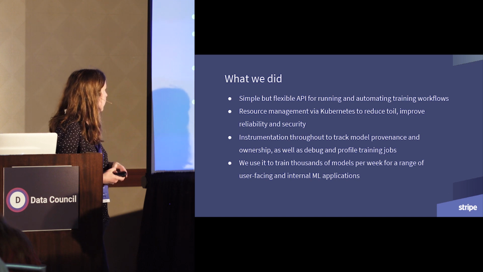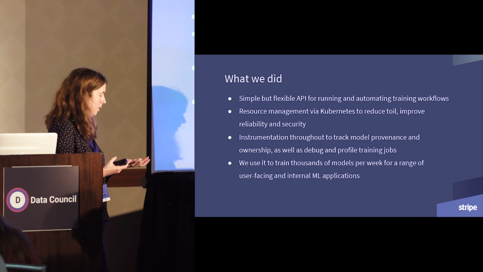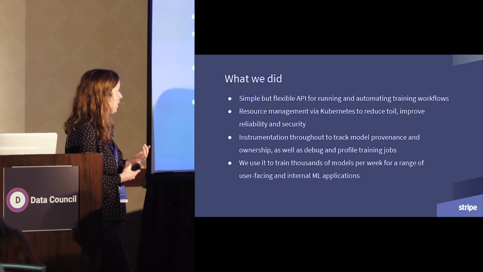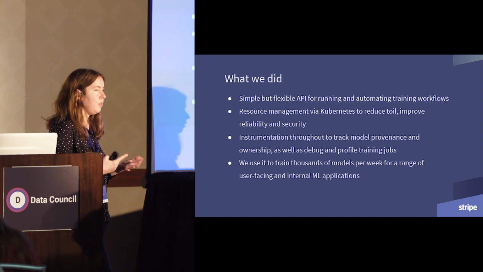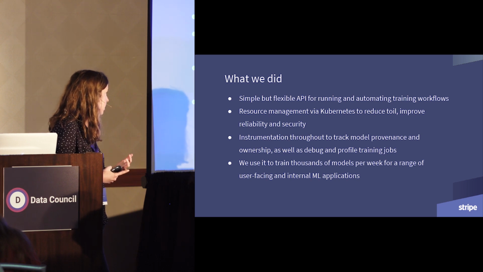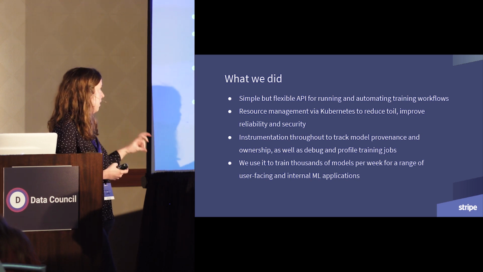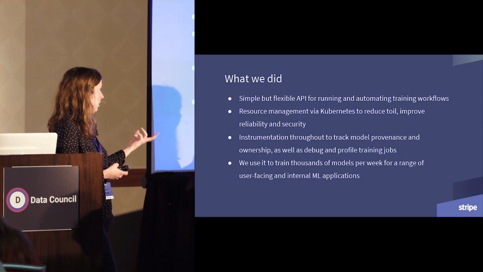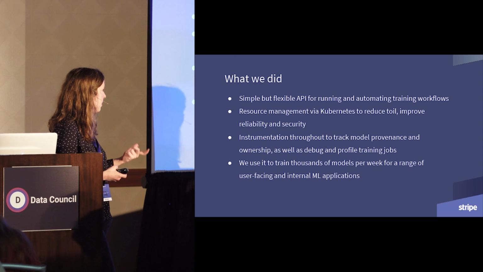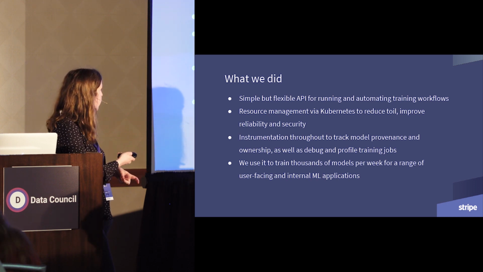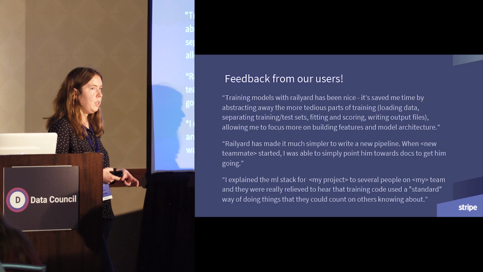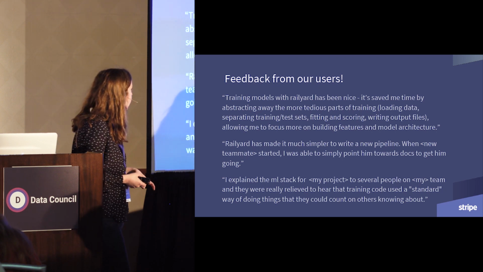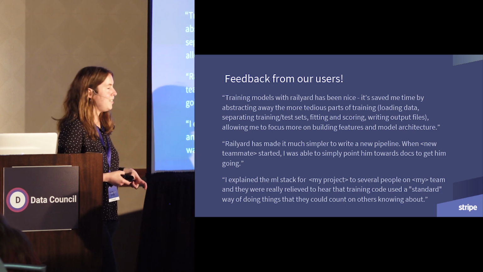So here's a summary of all the things I've talked about. We built a simple but flexible API for running and automating training workflows. We do our resource management in Kubernetes. We really try to instrument everything along the way to help us debug and profile. And then basically, these are the systems we use to train thousands of models per week for this range of different applications. We have periodically run quarterly surveys of ML developers at Stripe, which are really interesting user feedback.